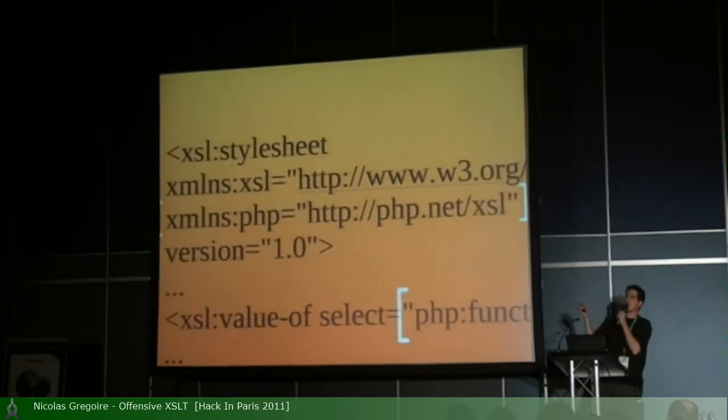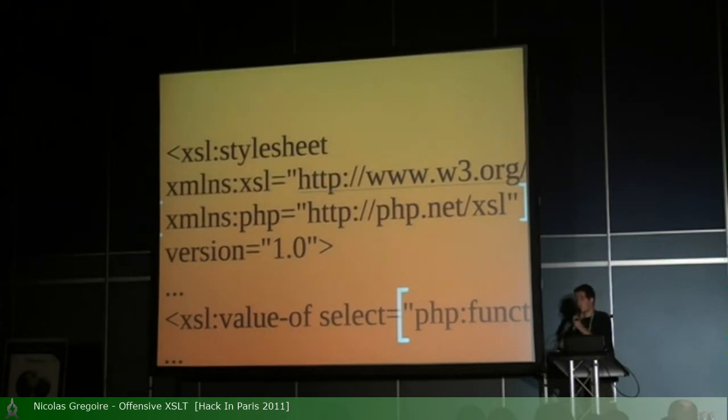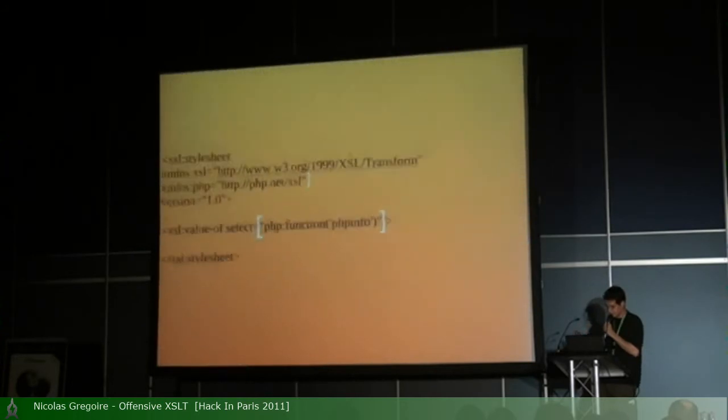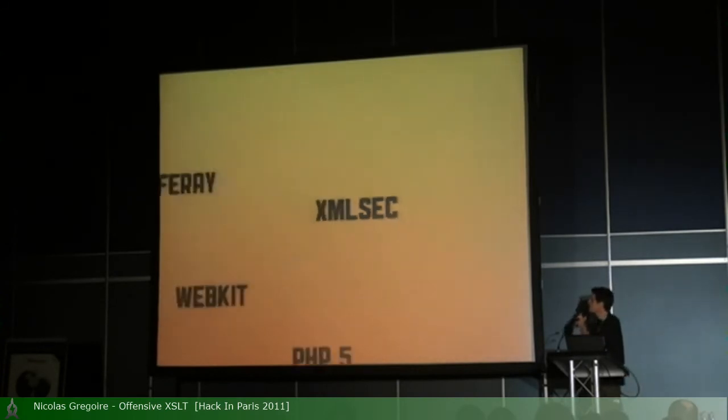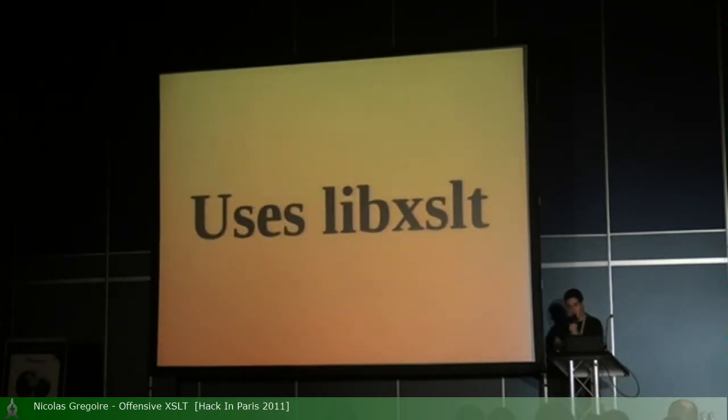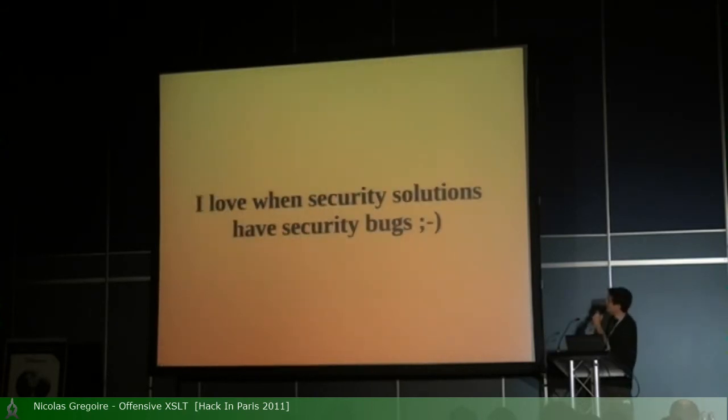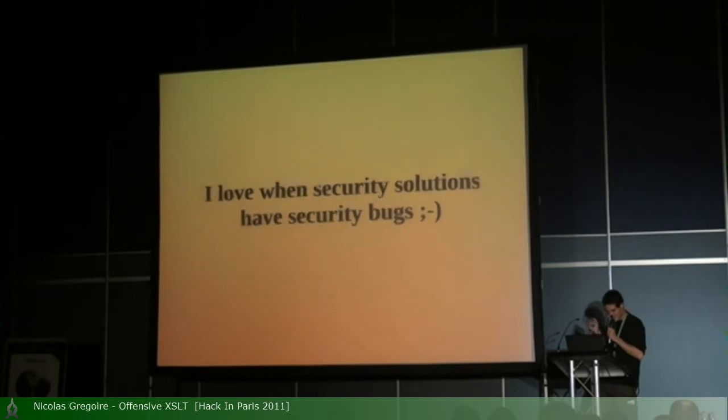So using Google Code Search, you can find some applications using this function. I don't know if it's possible to control the XSL file. If it's possible to control it, you get remote code execution. So XML-Sec. XML-Sec is a library used to generate, verify, etc. XML-DSIG signatures. So it uses libxslt. And I really love security solutions.